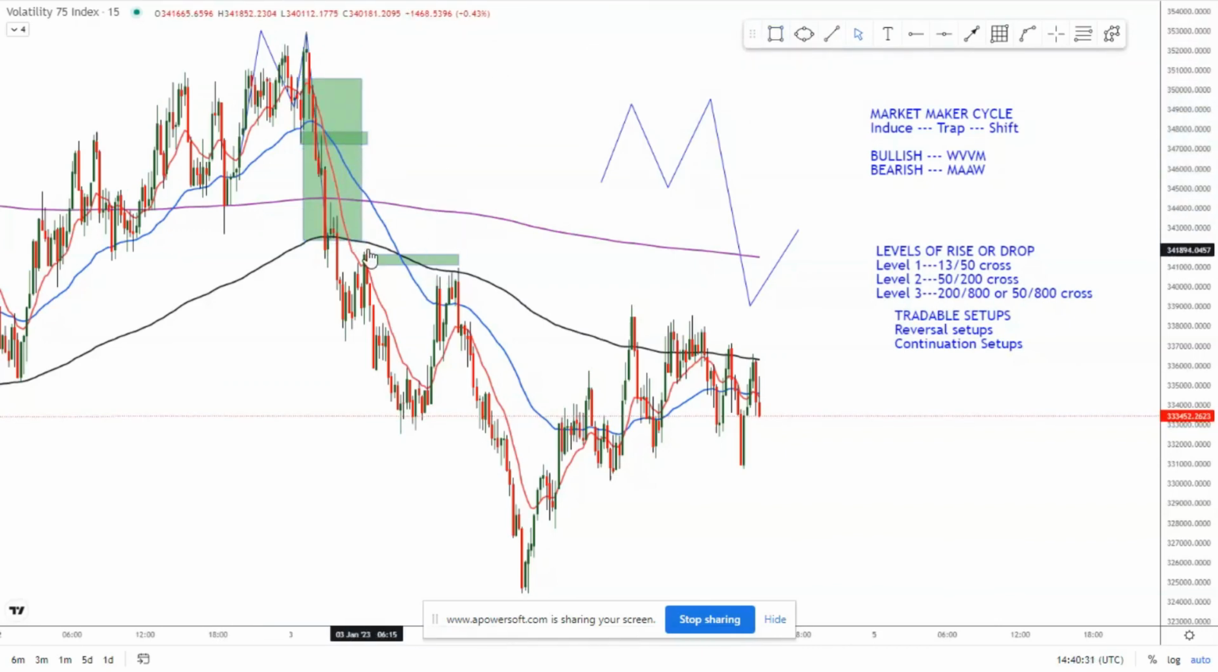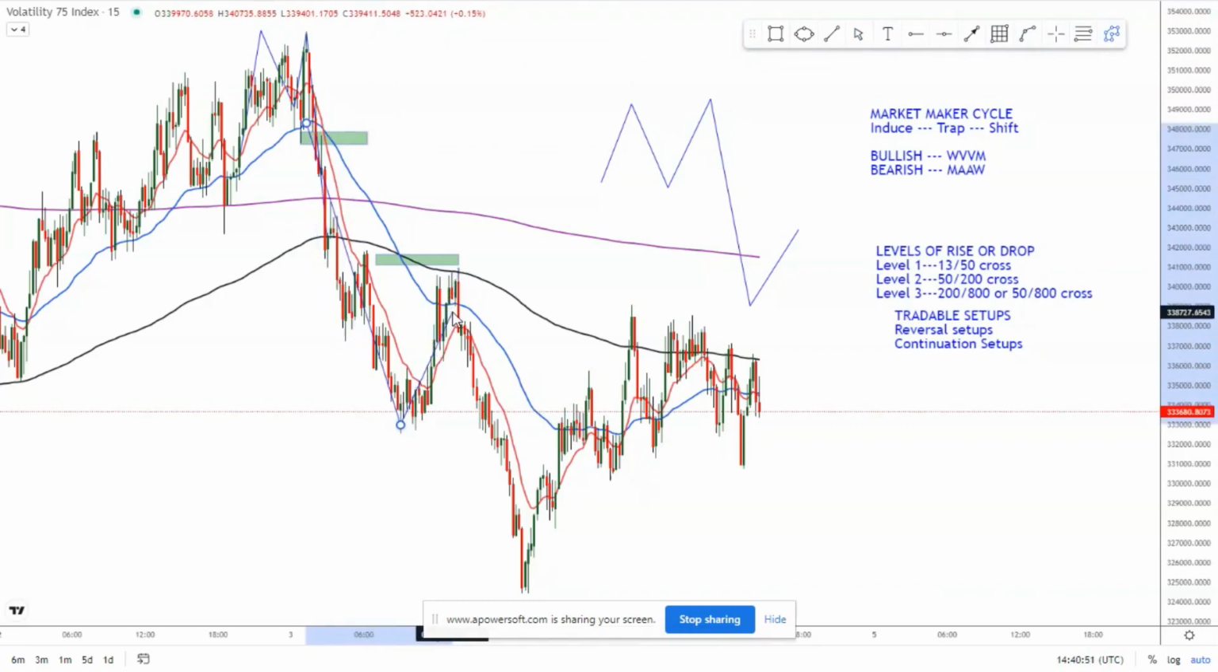Good enough for synthetic indices, it's really easy to spot level one. But now we have crossed, all the moving averages have crossed, and we get a retracement. So normally we get a retest. Now we dropped, and now we come back and either retest.